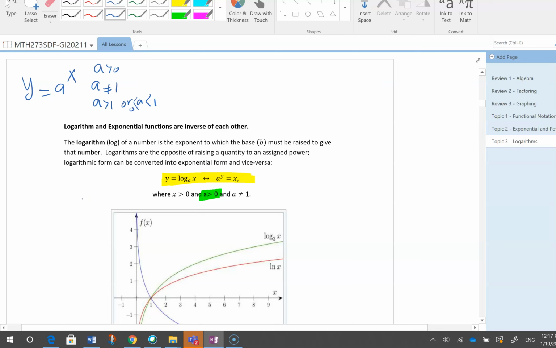I have exactly the same thing here. So the logarithm of x base a. Also I should say a must be positive, a is not 1, and a is more than 1 or a is less than 1. The same thing here.